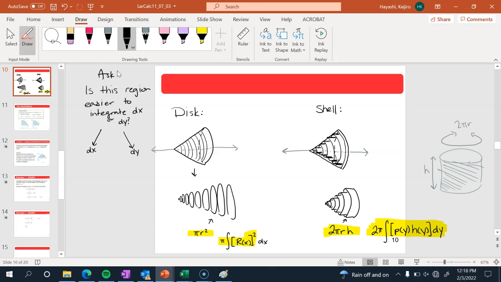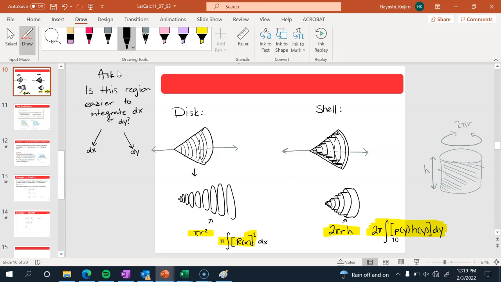And as a consequence of whether you want to do the integral dx or dy, it would follow which method to use. So, for example, if you had a horizontal axis of rotation like this, and you decided that it was easier to integrate the region dx, it would follow that if you wanted to do a dx, that would be disks. Or if you wanted to do a dy for some reason, that would be shells.